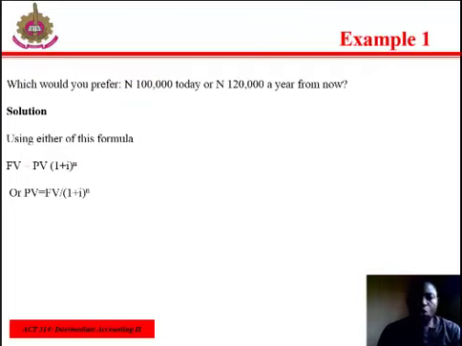Example 1. Which will you prefer, 100,000 naira today or 120,000 naira a year from now? If you use either of the formulas shown on the slide above, you discover that 100,000 naira is the present value and 120,000 naira is the future value of your money. In this case, if the interest rate used in the calculation is 20%, there is no difference between the two. So in that case, the present value of 100,000 naira is to be preferred.